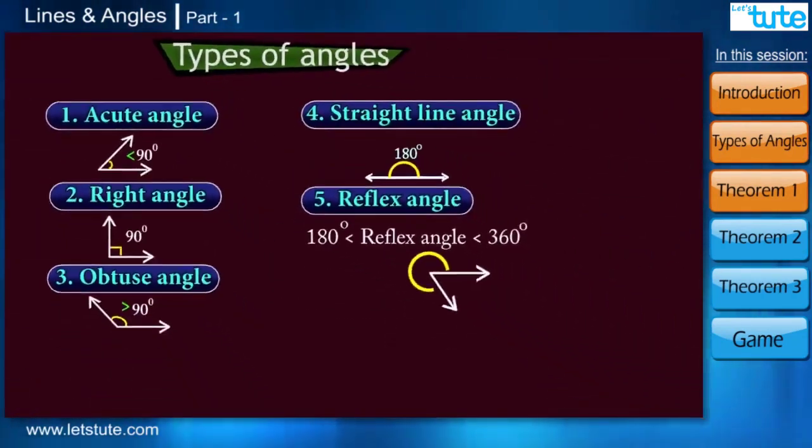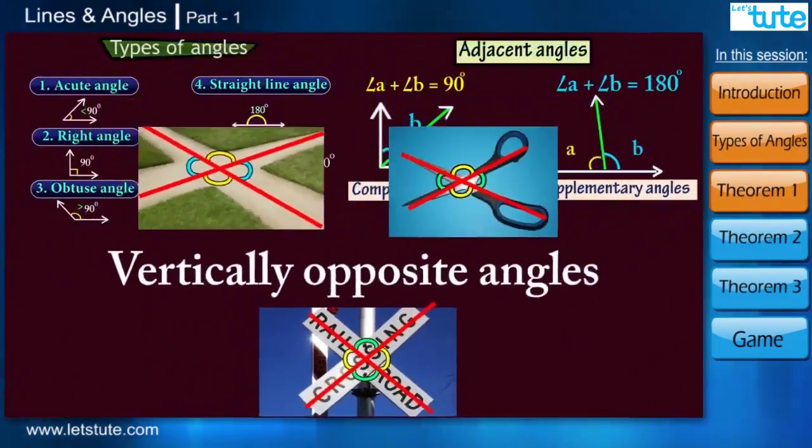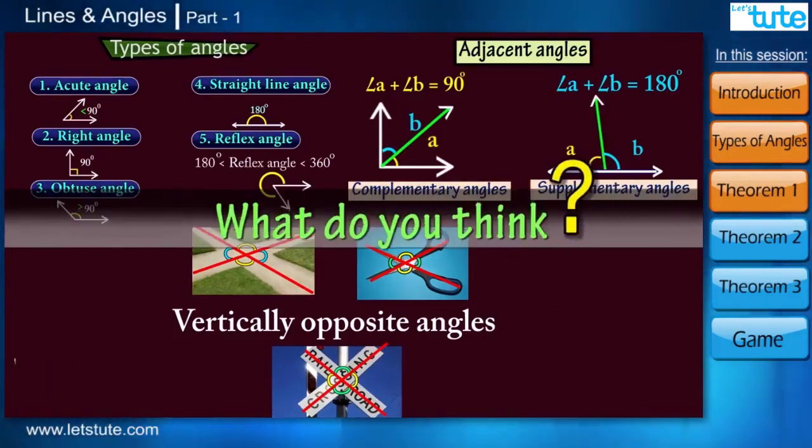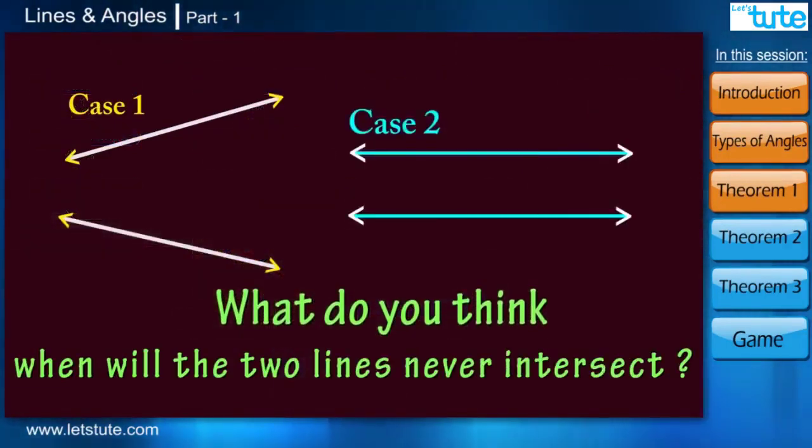Till now we have learned that there are various types of angles, and we know that the angles can be formed only if the lines are intersecting. But what do you think? When will two lines never intersect?